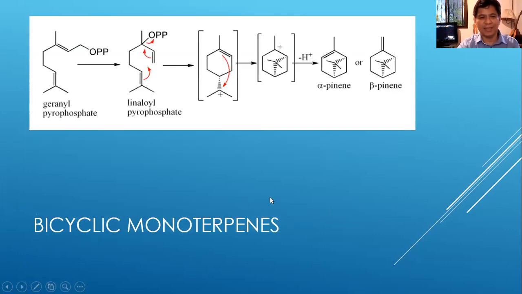And then we have the bicyclic monoterpene. So pag sinabing bicyclic, dalawang rings. So yeah, as you can see, we have beta-pinene and alpha-pinene, no?